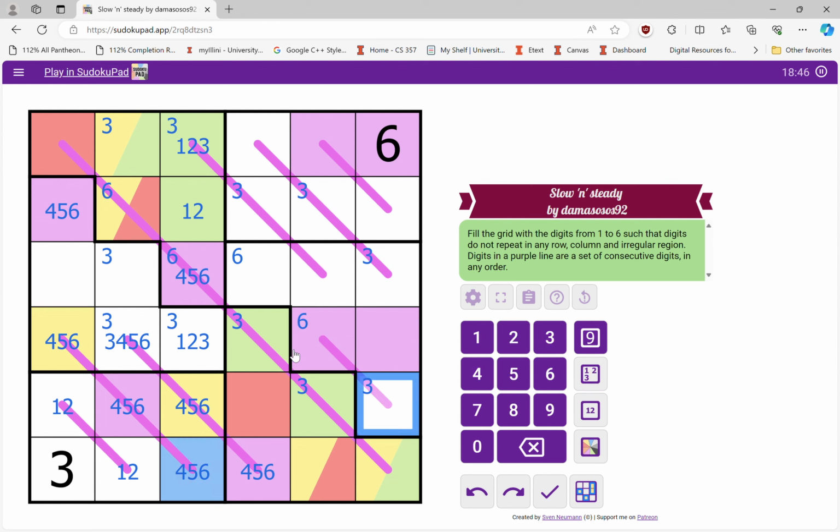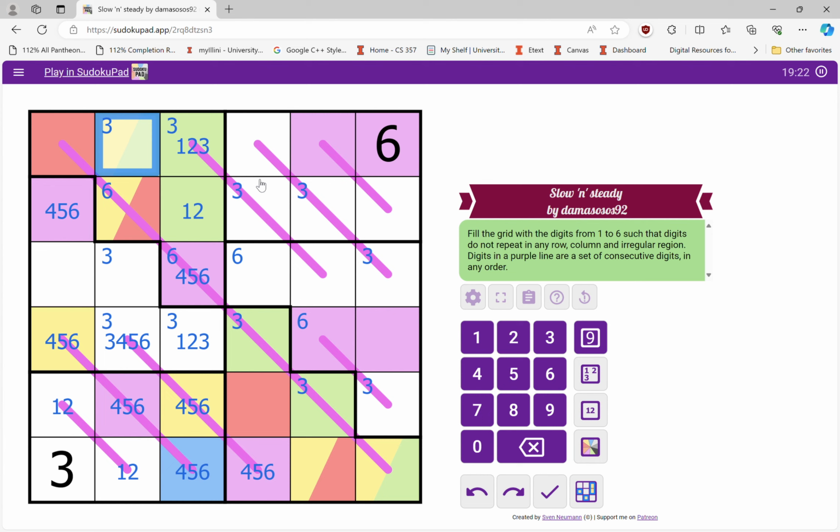Let's see. Yeah, both of these are 3s. Okay. This one here theoretically could still be 4, 5, or 6. It doesn't necessarily have to be 1, 2, or 3, so I can't really narrow anything down with that yet.